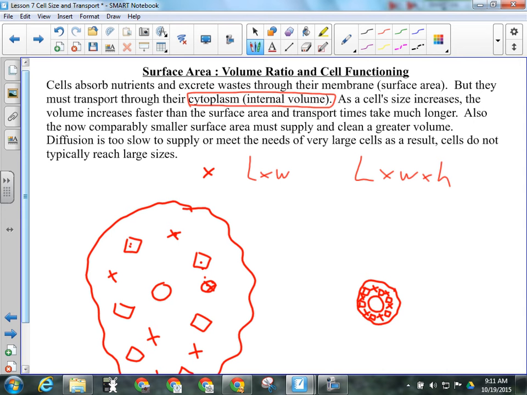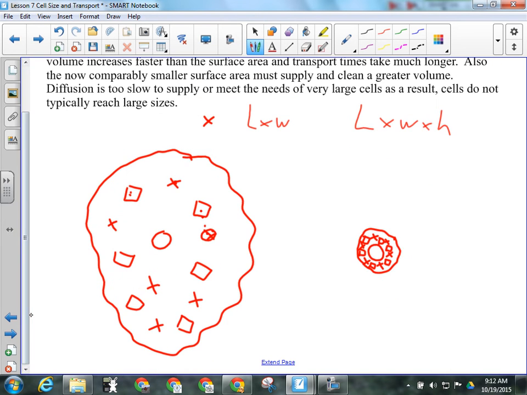So as a cell grows, its internal volume becomes very big, very fast. And that is going to lead to the cell having some difficulty, because now the distance over which diffusion has to act has become much, much greater. And we've said diffusion is only good over small distances. All right, so here's what we're looking at. Let's say we've got these two cells. They have the same number of organelles, which I've represented with x's and squares.